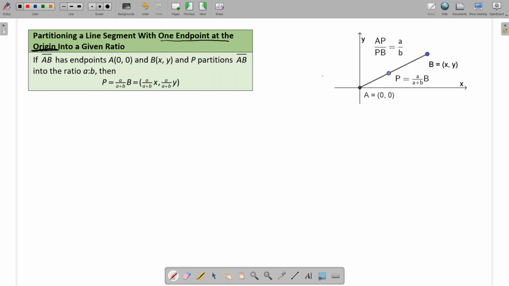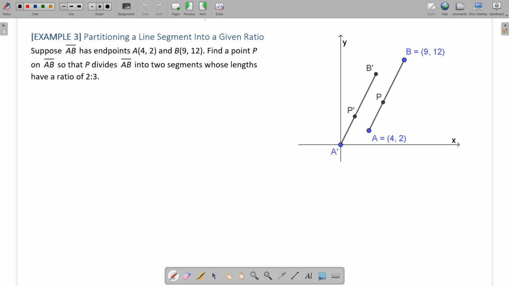Okay, so let's try to do a more general example. In this example, we've got segment AB again, but neither endpoint is at the origin. Just two random points in the plane. But again, we want to find a point P that divides the segment into two segments whose lengths have a ratio of 2 to 3. Now, the way we're going to do this is we're going to change the problem into the first type of problem, meaning that I'm going to recreate this segment so that one of the endpoints is actually at the origin.